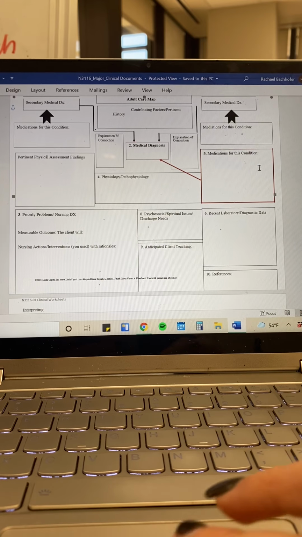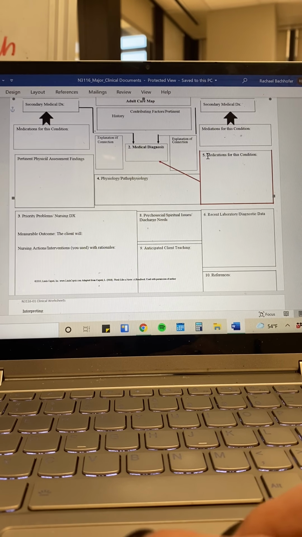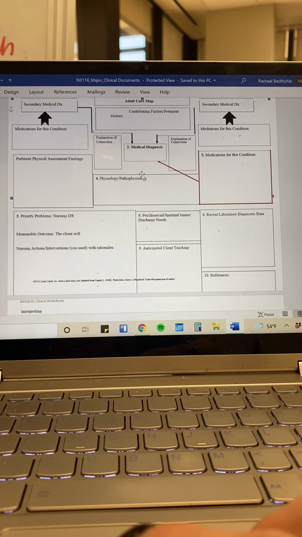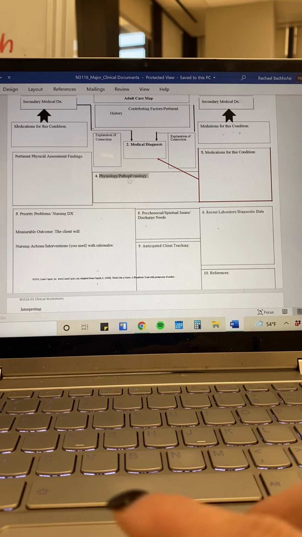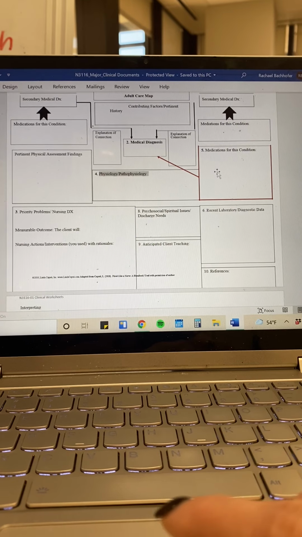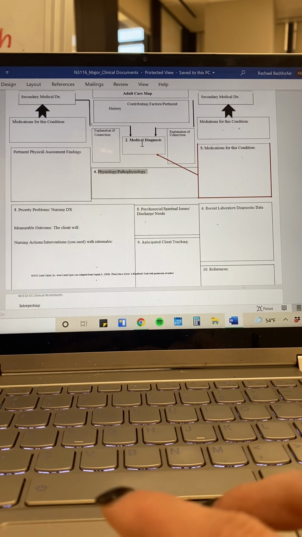So that might take a little bit of digging, but you do need to complete that after you do the pathophysiology box, because this is really where things are going to start making sense. You connect the dots and understand why some of these medications might be ordered for this diagnosis.